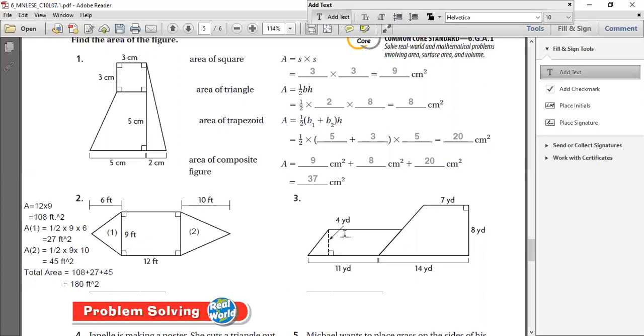Okay, moving to question number 3. Now again, there are two trapezoids. So let's name this as 1 and this as 2. Now, let's find the area of the first one. When there are two similar ones, better use A1 and A2. I'm not writing the formula. Area of a trapezoid is half multiplied by B1 plus B2 inside the parenthesis multiplied by H.